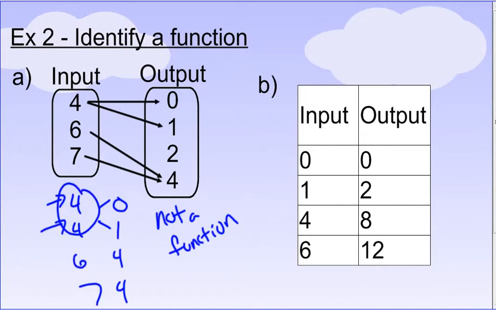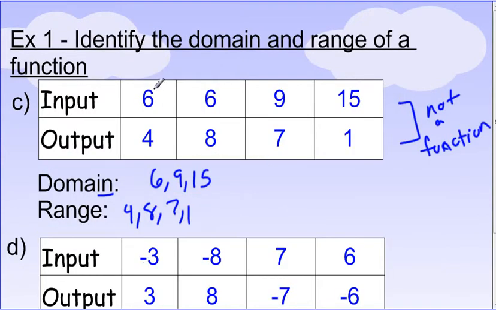If we go back to that other example we said was not a function, look. We plugged in a 6, got a 4. Plugged in a 6, got an 8. That is not a function, because if you're plugging in the same thing and getting different answers, something's not right. You should always get the same answer every time you plug in the same number. Okay? So that's why this is not a function.